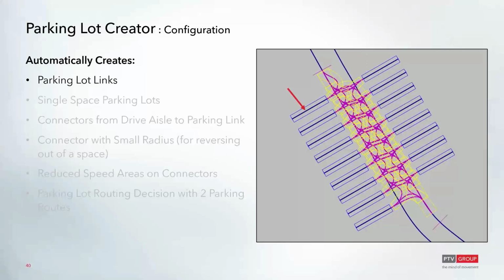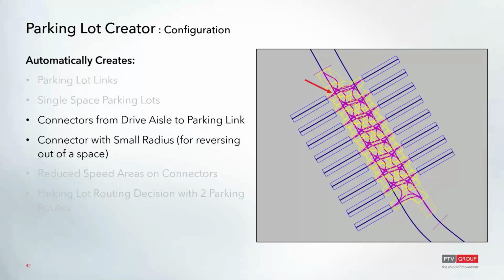So as a part of this process, you'll see each of the individual parking lot links are going to be added, as well as all of these single space parking lots. So again, by default, this is going to depend on what the length of the space is that you've got set up. But in this case, the parking lot itself will be equal to that parking lot link length as well.